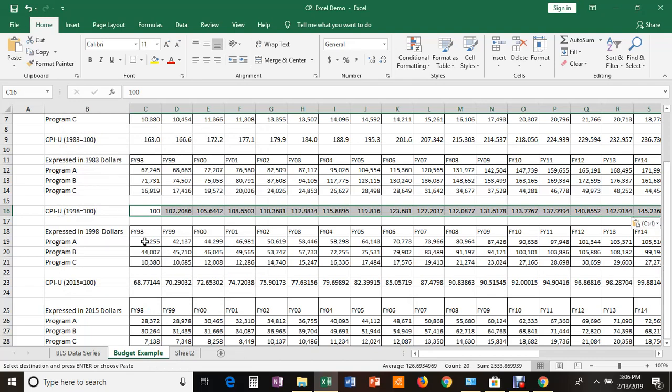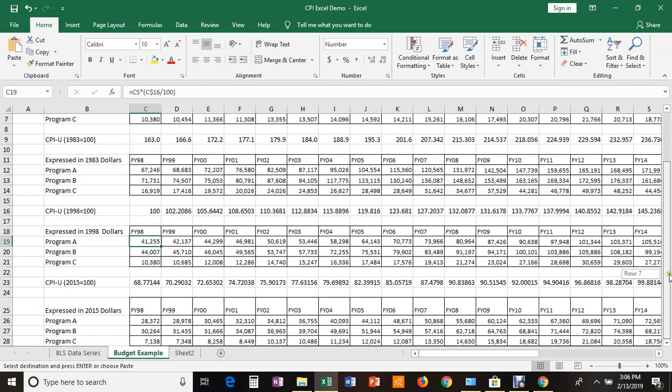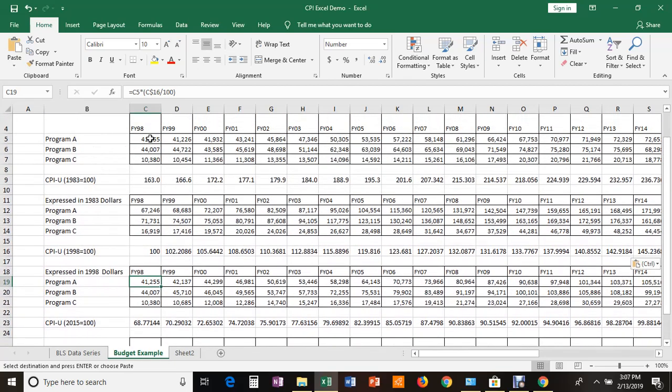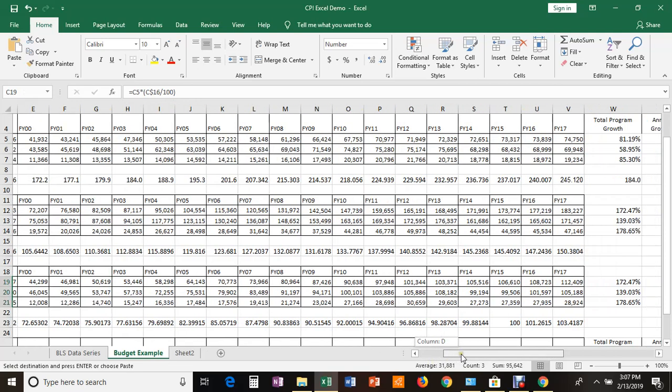So now I apply the same formula here. I want to know what all these values are in 1998 dollars. Now this one's going to stay the same because it's 1998, right? So the formula is I go back up to my original set of budget numbers. It's cell C5 times C16, which is my new base CPI number, divided by 100. So that's going to mean that these three stay the same because that's my base year, but all the others are going to change.